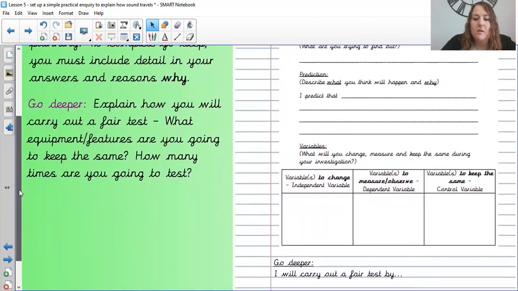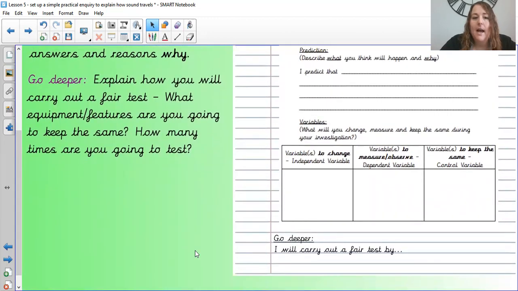So finally at the bottom, I'd like you to just write Go Deeper, and your Go Deeper task is to explain how you'll carry out a fair test. What equipment or features are you going to keep the same, and how many times are you going to do the test? Is it good enough to just do it once? Is it okay to have 2 different sets of string telephones, for example? So you can write your Go Deeper answer just in a line or 2 after that. Good luck with your planning today.